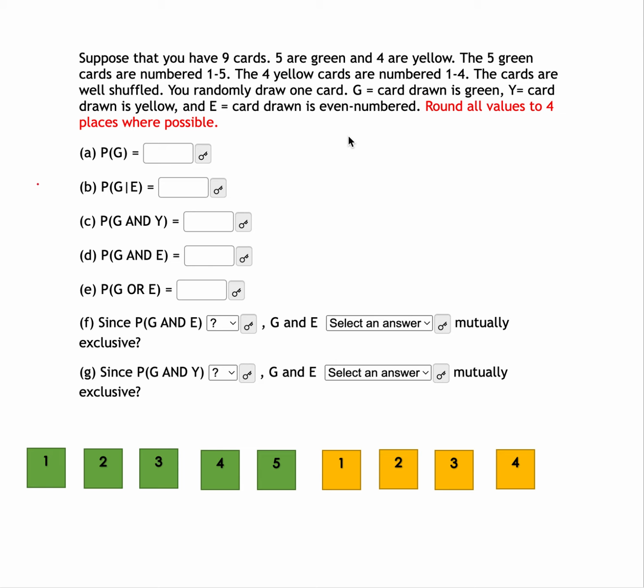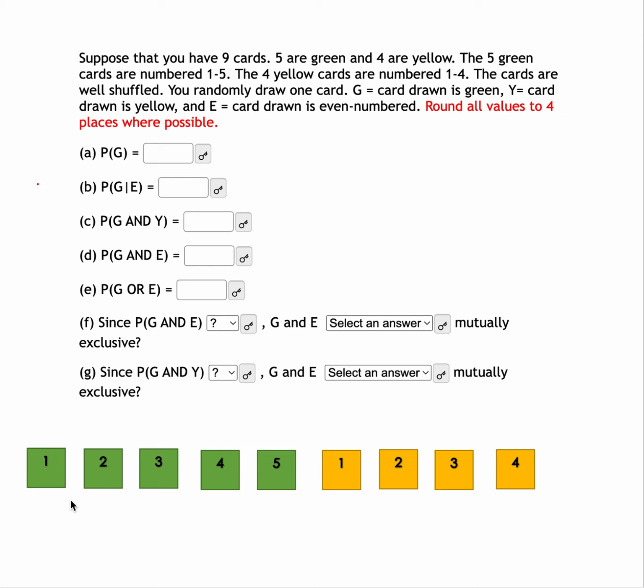So in the first part, it says find the probability that you draw a green card. I drew a visual representation of these cards down here. I personally am a very visual person, and when I draw things out, I find that it really does help me. So for those of you who are visual, I think this is really going to help you.